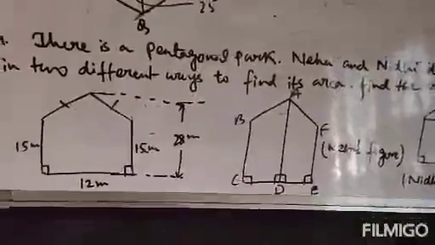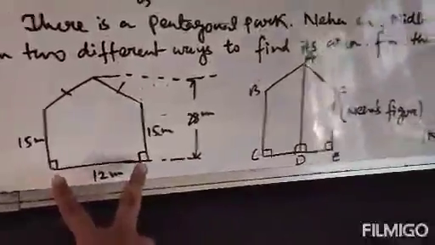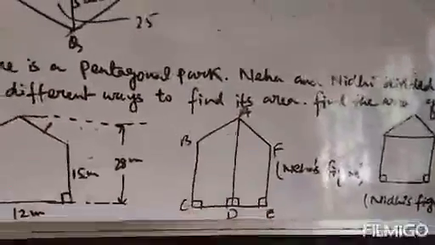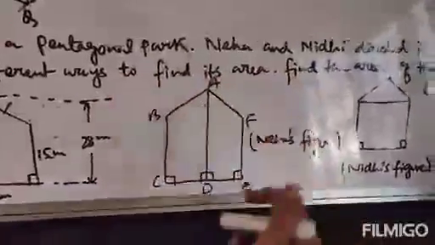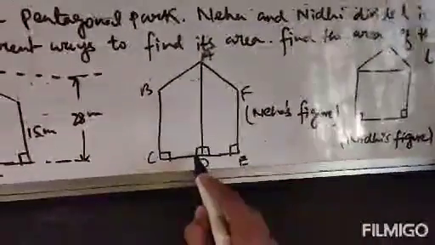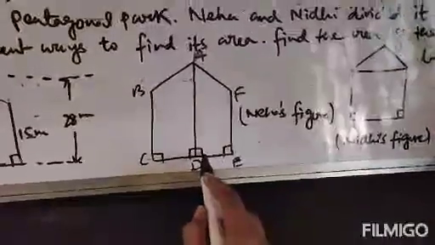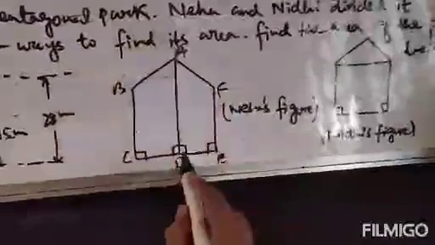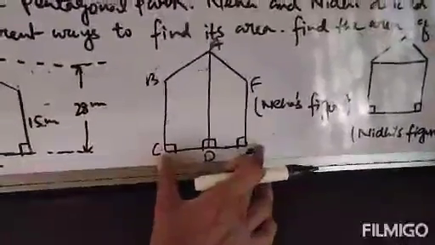BC is also 15 and FE is also 15, and this is 12, so this CE is also 12. Now as this is perpendicular, because the 90-degree sign is given here, this sign represents that the angle is 90 degree, that is a right angle here. That means this 12 centimeter is divided into two parts.